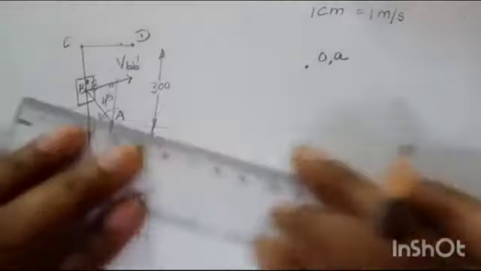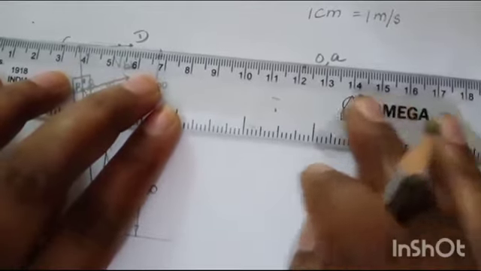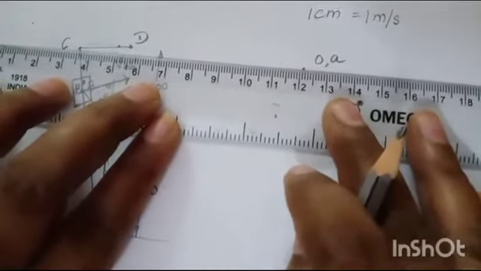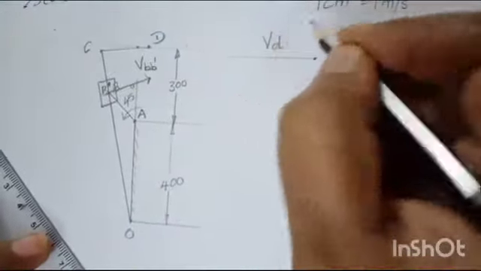Now the slider D moves horizontally, so the same direction. I am simply drawing this slider D movement first. So this is your VD.